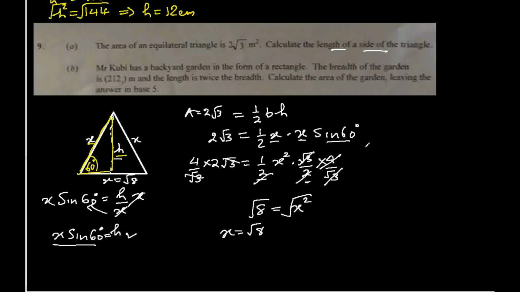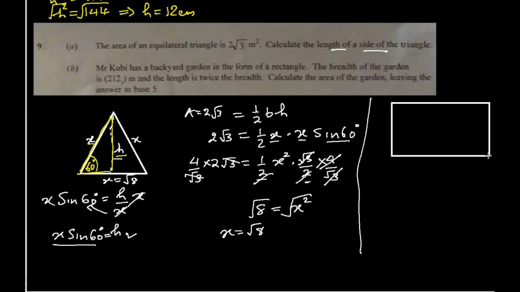B part. Mr. Kubi has a backyard garden in the form of a rectangle. So let me use this space for that. This is the rectangle. The breadth of the garden is 212 base 3. And the length is twice the breadth. So length will be 2 times 212 base 3. Calculate the area, leaving the answer in base 5.